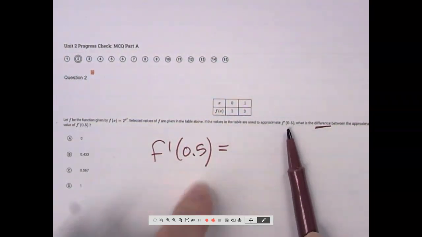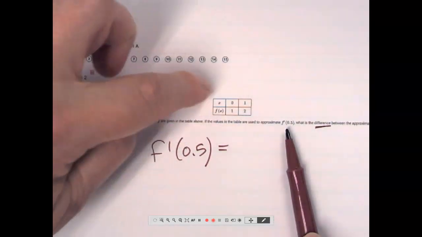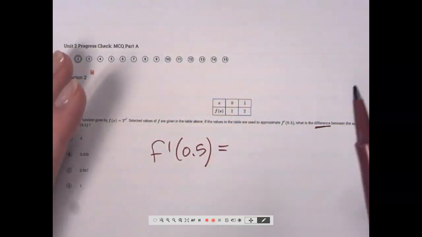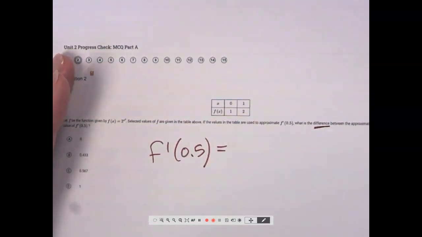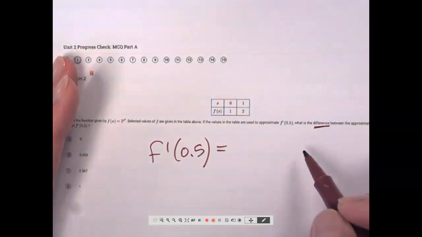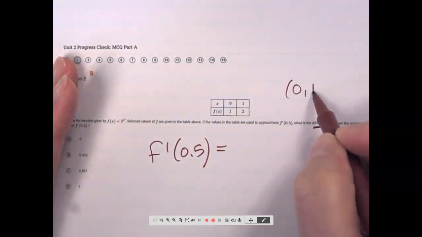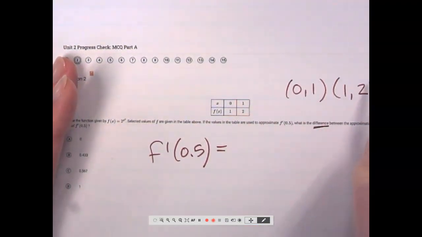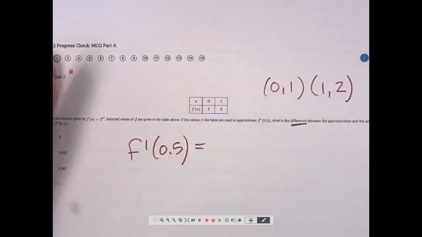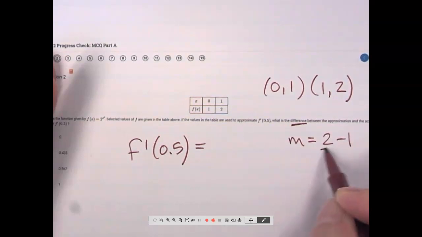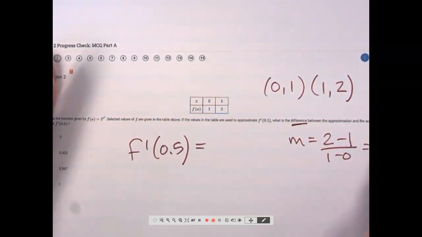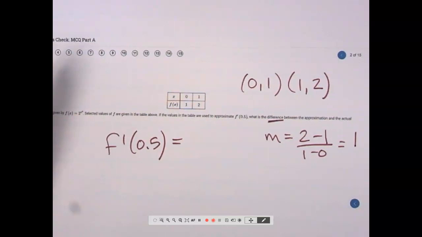Remember, I want to approximate the slope at 0.5, which is halfway between 0 and 1. So I'm going to use the slope formula, 2 minus 1, with these two ordered pairs. So I have (0, 1) and (1, 2), and I'm going to use my slope formula. That will give me the approximation. So 2 minus 1 over 1 minus 0 is just 1.